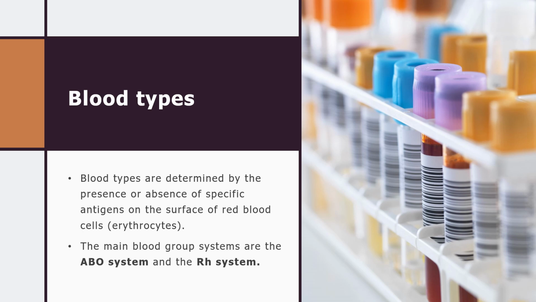And the Rh blood group system. This system classifies blood based on the presence or absence of the Rh antigen, also known as Rh factor or D antigen. Rh positive is the presence of the Rh antigen on the surface of the red blood cells. Rh negative is the absence of the Rh antigen on the surface of the red blood cells.